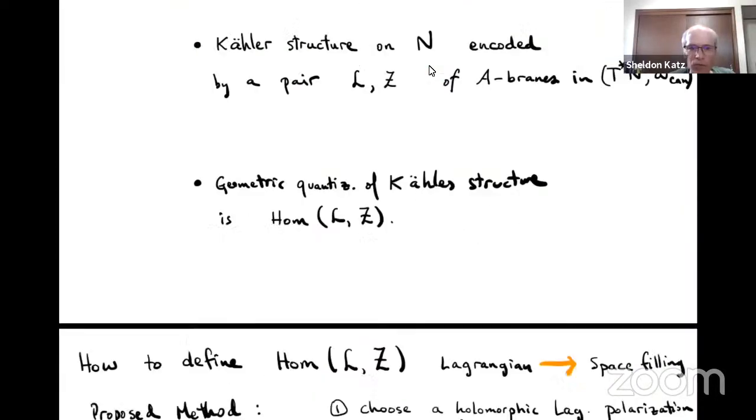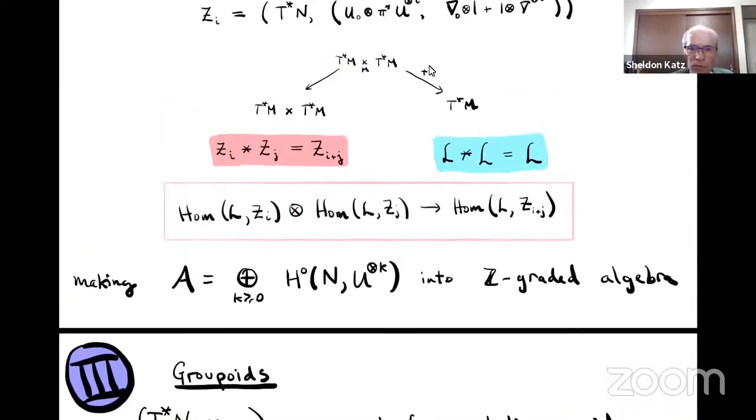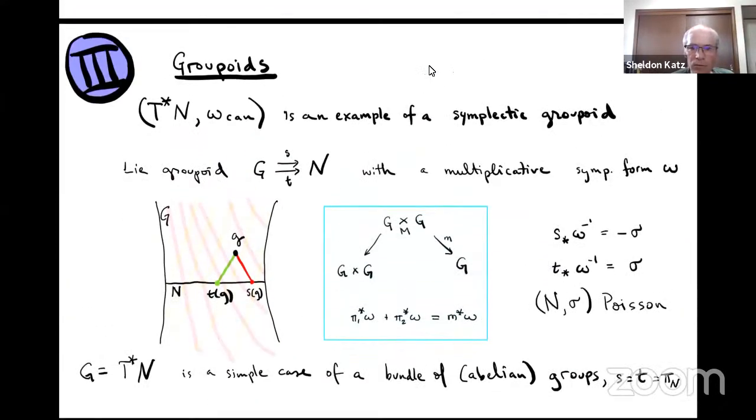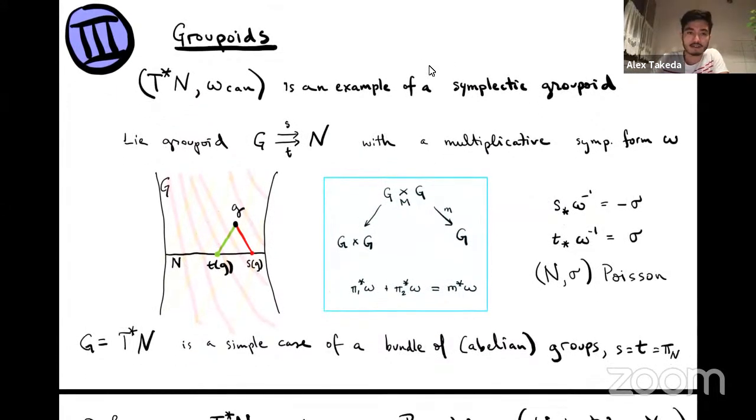Okay, our next question is from Alex Chiquita. Hi, Marco. Thanks for the talk. I'd like to ask if you, or anyone else, has studied anything relating to these coisotropic branes before you take the homotopy category. Does anyone know what role they play in enriched structures, A-infinity, or what have you?